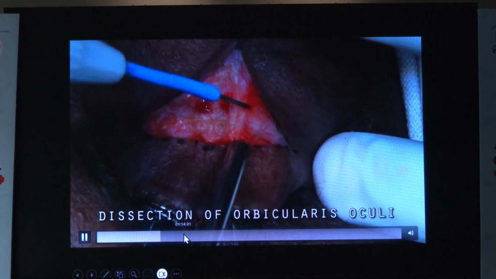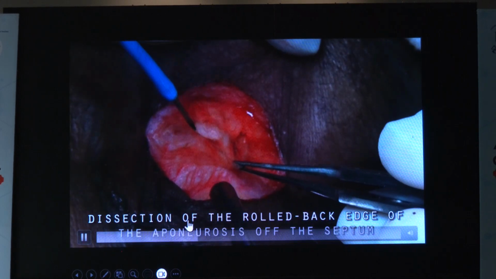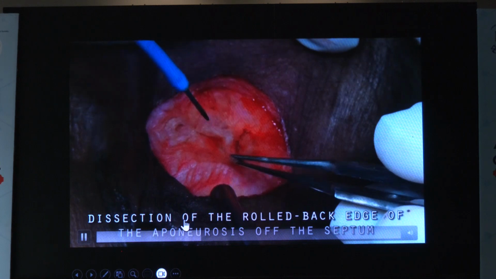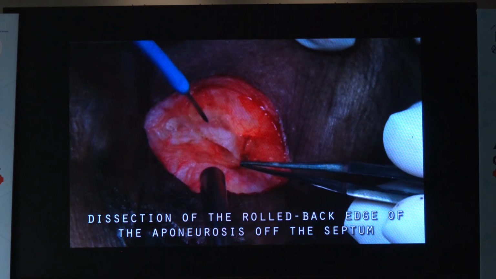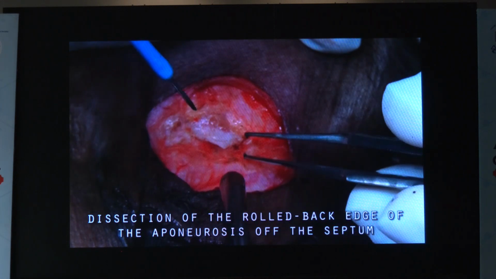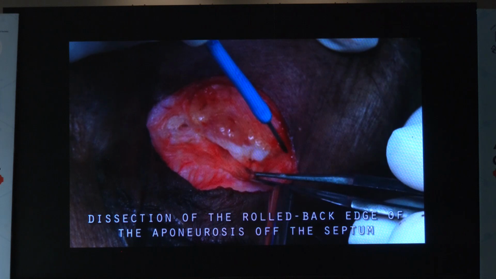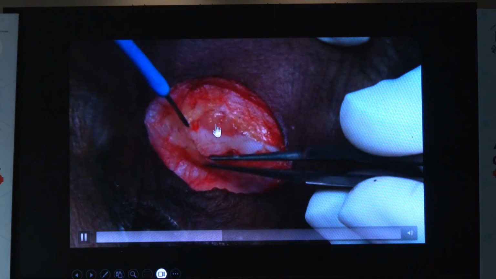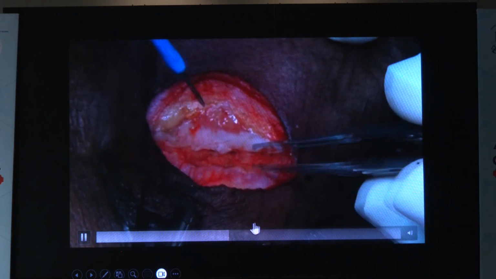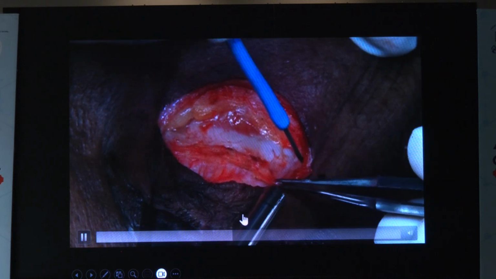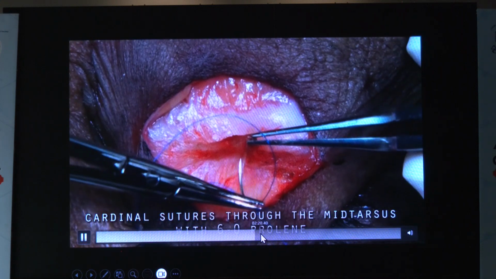Yes, now dissection of the orbicularis, exposing the septum, then we are dissecting the tarsus. See, that's the rolled edge of the levator, which is attached to the septum. I am disinserting it from the septum with very low RF. Sometimes it's difficult to dissect this layer with scissors. You can see the muscular components peeping through. That's the muscular component. That's the aponeurosis. That's the Whitnall's ligament. It's very clear, the distinction between the aponeurosis and the muscular component. And then we simply reattach it.